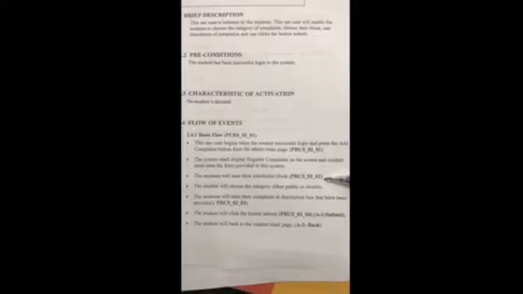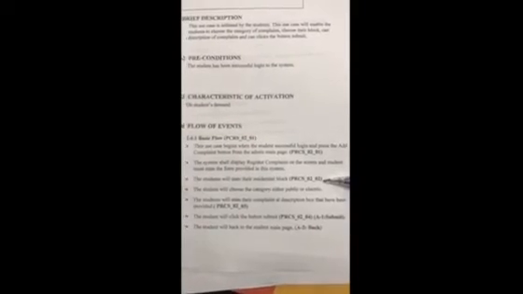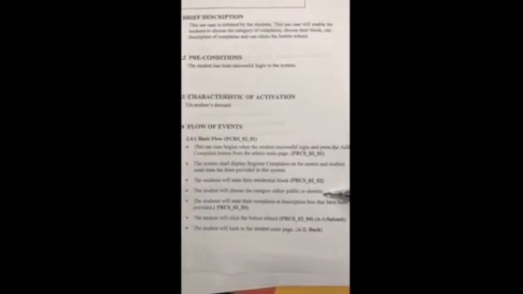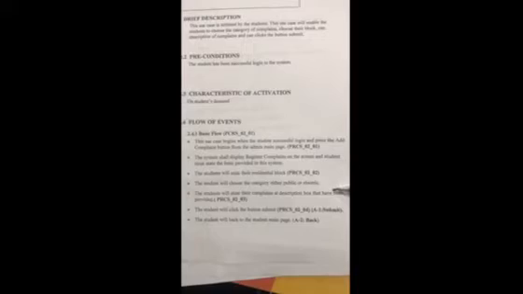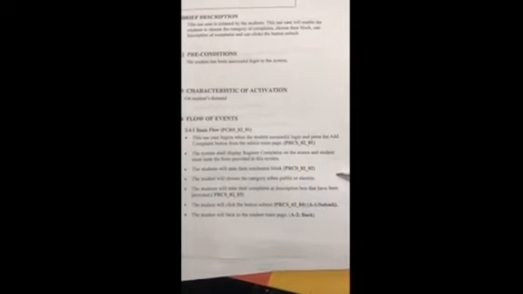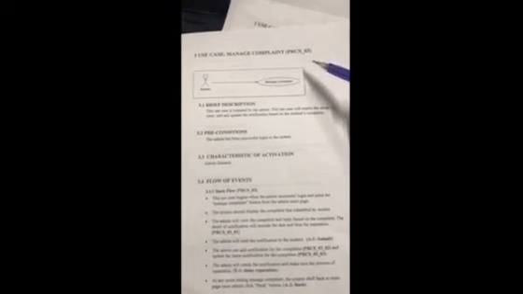Then the student will state their residential block. After that, the student will choose the category, either public or electric. The student will state the complaints in the description box that has been provided. The student will also click the submit button, and the last step is the student will go back to the student main page. This is the third use case, manage complaint, PRCS_03.